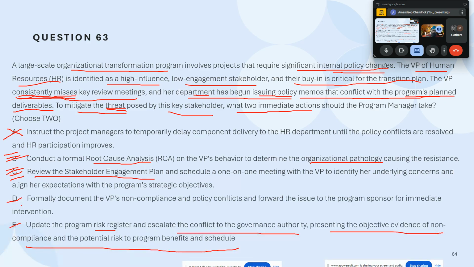And what does your stakeholder want? How do they want to engage? That is something that will be there in the stakeholder engagement plan. And then what you're saying is also meet up with the person, understand the underlying concerns, and align the expectations. So C, overall, everyone has chosen this. So C is correct.